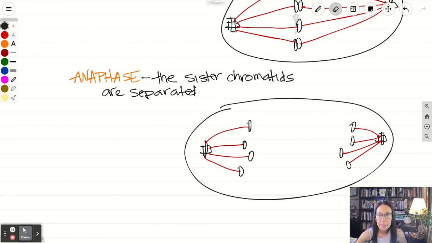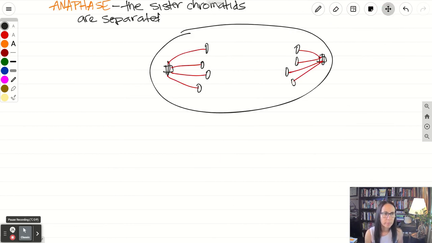Okay, and then the last phase of mitosis is next, and that is called telophase. Sorry, my whiteboard all of a sudden isn't working. Okay, so this phase is telophase.